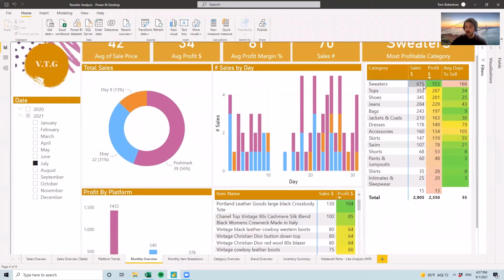We also like to keep an eye on our categories. So in this case, if we have a look at sweaters, they were our main profitable item.